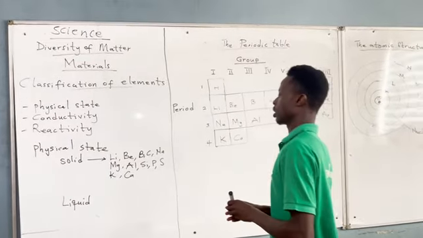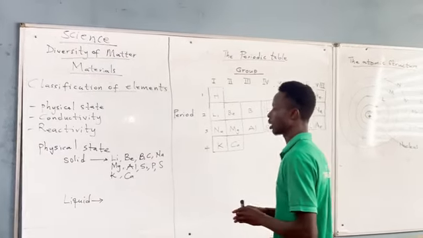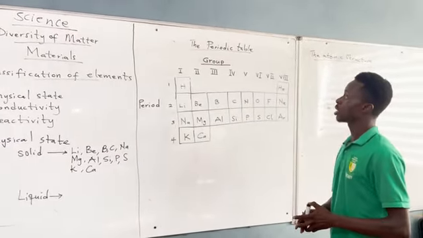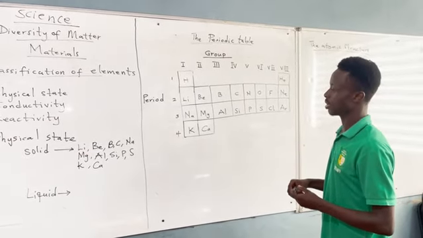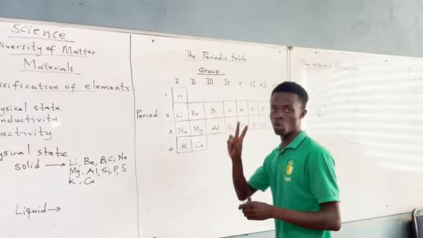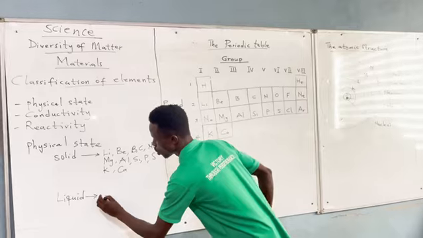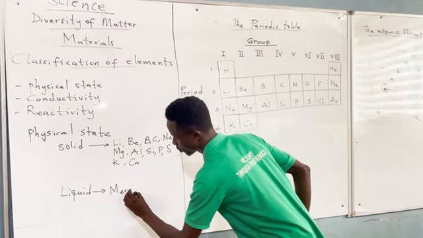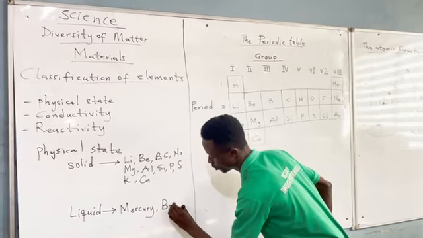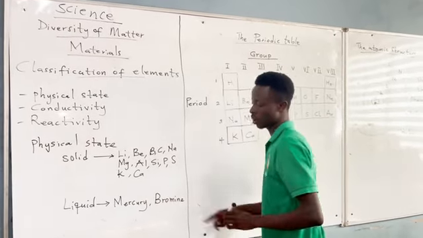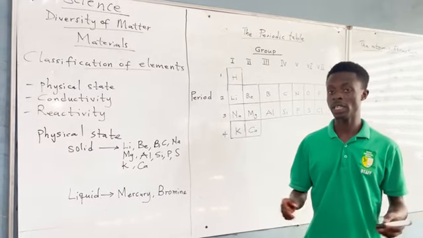Then we have the liquid elements, elements that exist as liquid. Note, in the first 20 elements, we don't have any elements that exist as liquid, but we have two elements, that is mercury and bromine. That's the only liquid elements that we have on the periodic table.